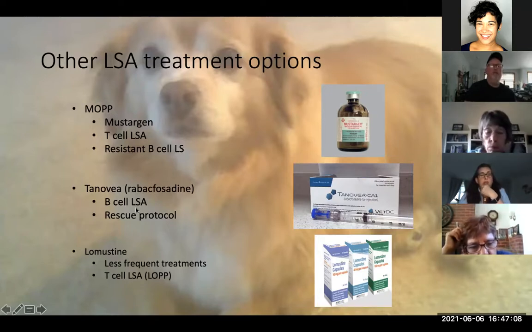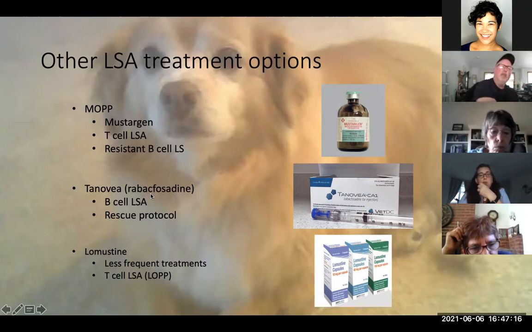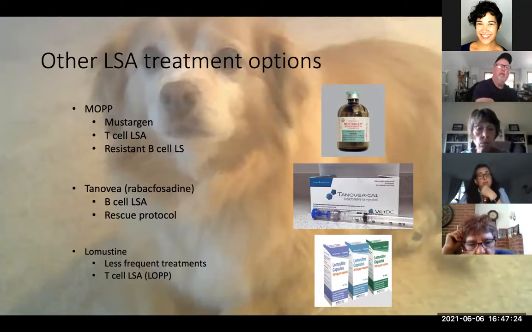And then the second one that I've listed is a fairly new drug. I think it's about 5 years old now, Tanovea or rabacfosadine. This is more effective against B-cell lymphomas. So we would use it if I had a B-cell lymphoma. I probably wouldn't recommend it as a first line for T-cell. And I would also use it as a rescue though for T-cells if and when we reach that point where a patient has stopped responding to the old protocol.